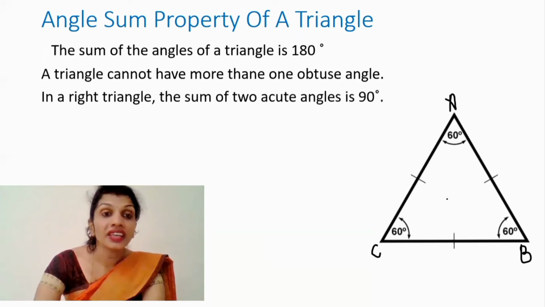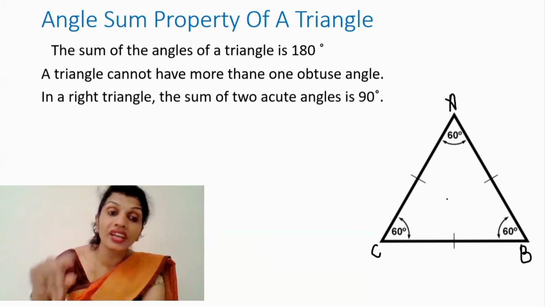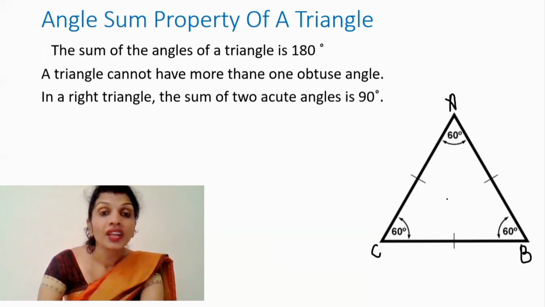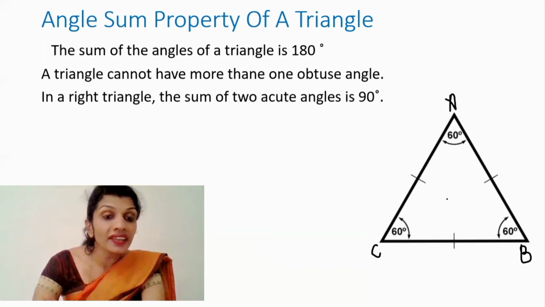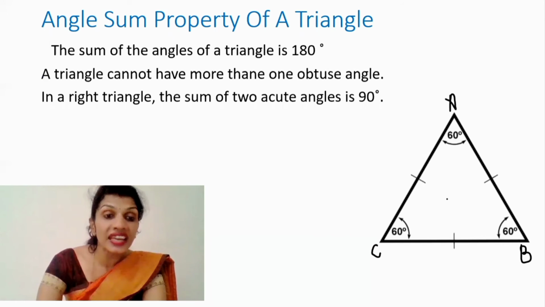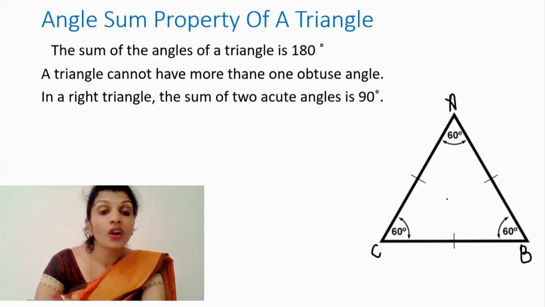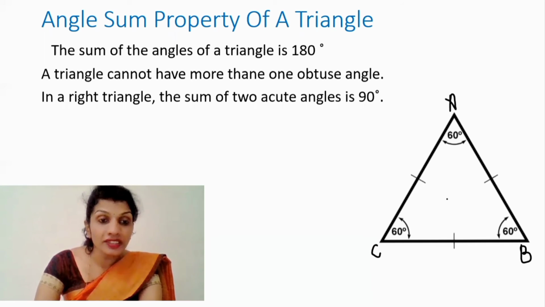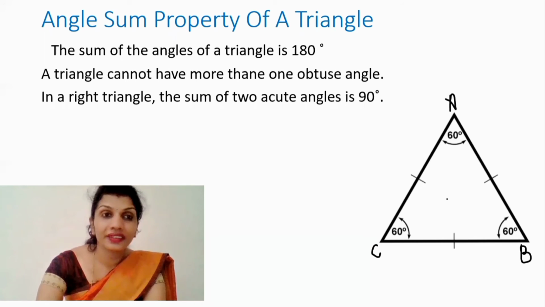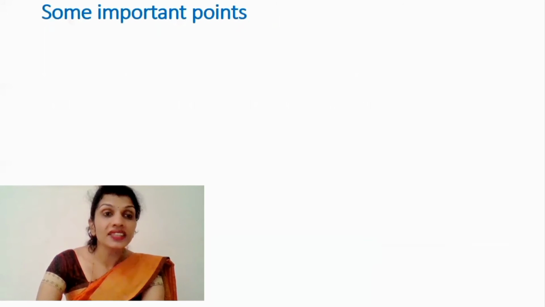And in a right triangle, one angle is 90 degrees, then the sum of the other two angles will be how much? Yes, it will be 90 degrees. Why? Because one angle is 90 and the sum of the two is 90. Then 90 plus 90 is 180 degrees. Very good. The sum of the angles of a triangle is how much? 180 degrees. Good.